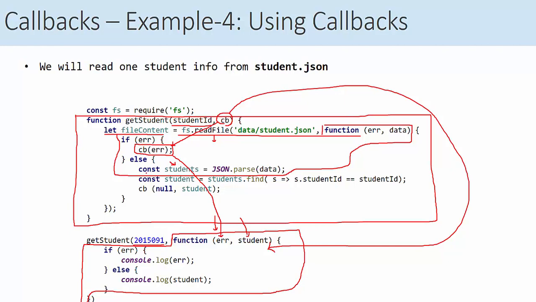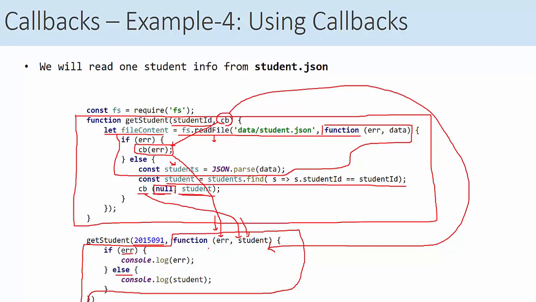If there is no error, you convert the data, you filter it or find the student. We only need one student, not all students. We use find. Then we get the student. How to send the data back to our get function? callback null, student. Null means what? No error. And this is the data. So you will call back with the data. So inside the calling function, you either get an error or data.